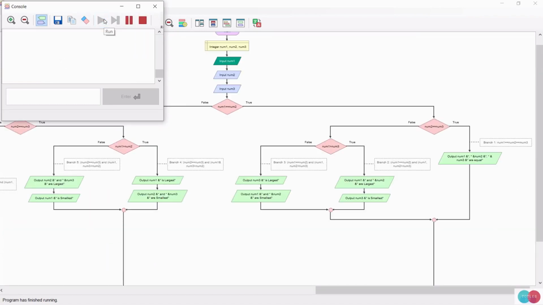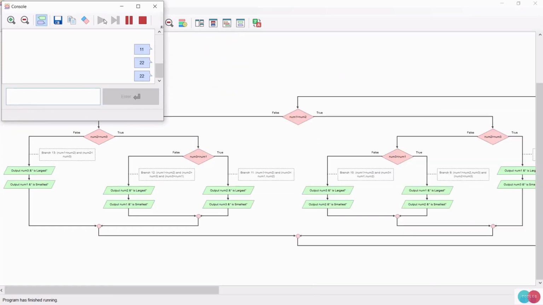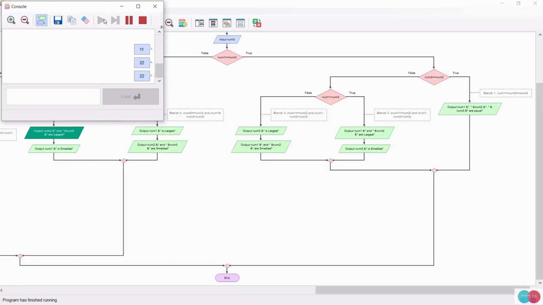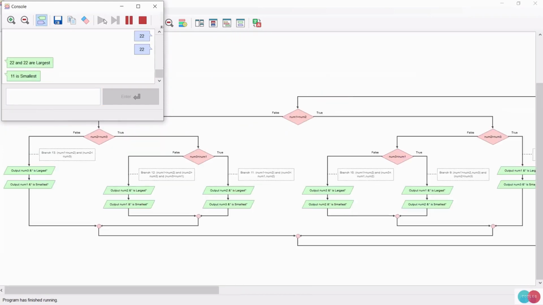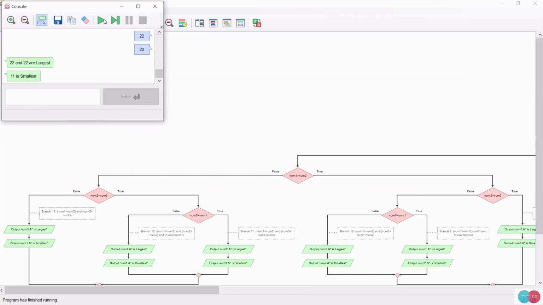Then we will see the seventh scenario. The seventh scenario is second and third number are largest, first is smallest. So 11, 22 and 22. So first, this is also done. First is smallest and second and third are largest.